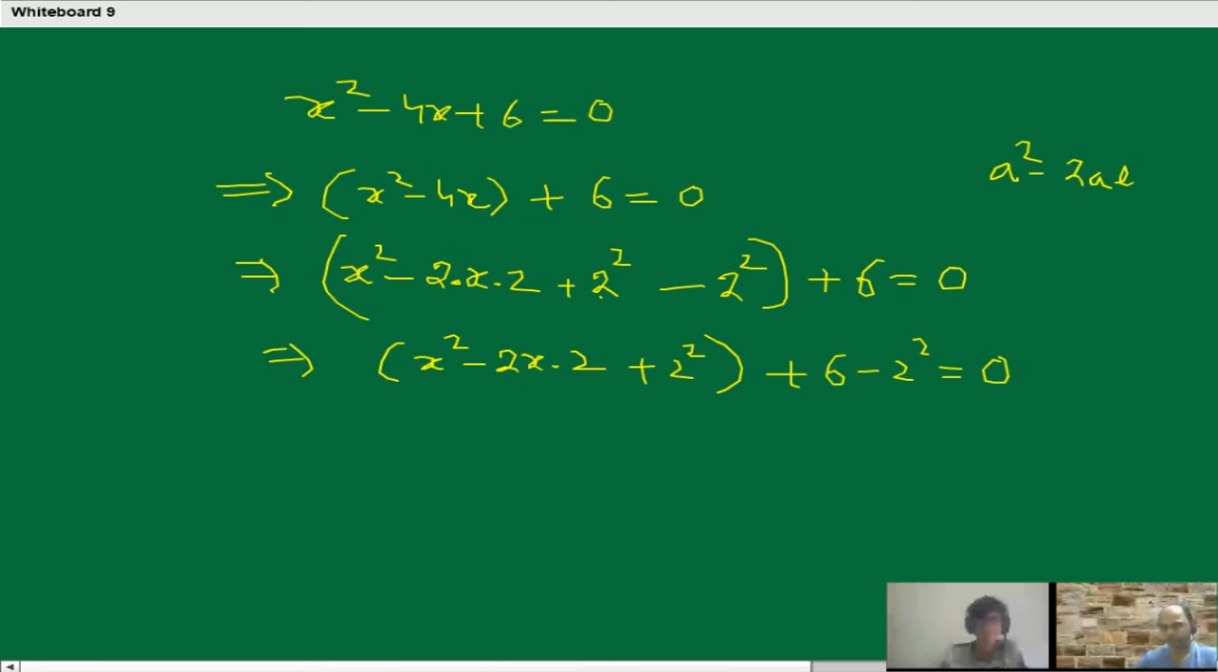So if we group the first three, what are we going to get? Wouldn't it be x minus 2 whole square? Yeah. And what about 6 minus 2 square? 6 minus 2 squared would be 6 minus 4, so 2. So this would be 2. Great. So if we move it to the other side, this would be minus 2. Right? Yeah.